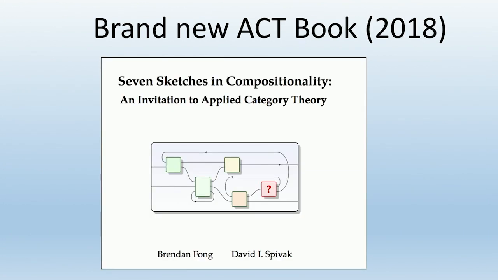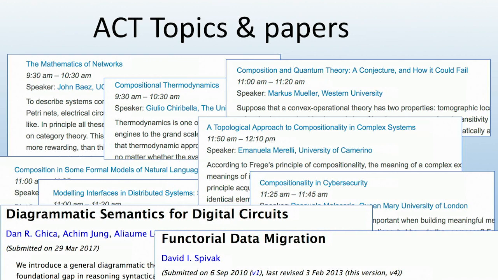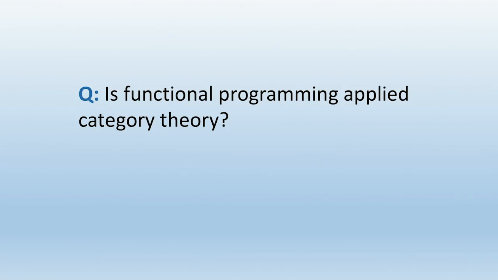So this is really a cutting-edge kind of thing where new uses are being found for category theory in all kinds of different areas. Topics. So to give you a flavour of it: networks, thermodynamics, quantum physics, complex systems, natural language, distributed systems, cybersecurity, music, digital circuits, data migration. These are all a very diverse grab bag of things. So what could they all have in common, I wonder?